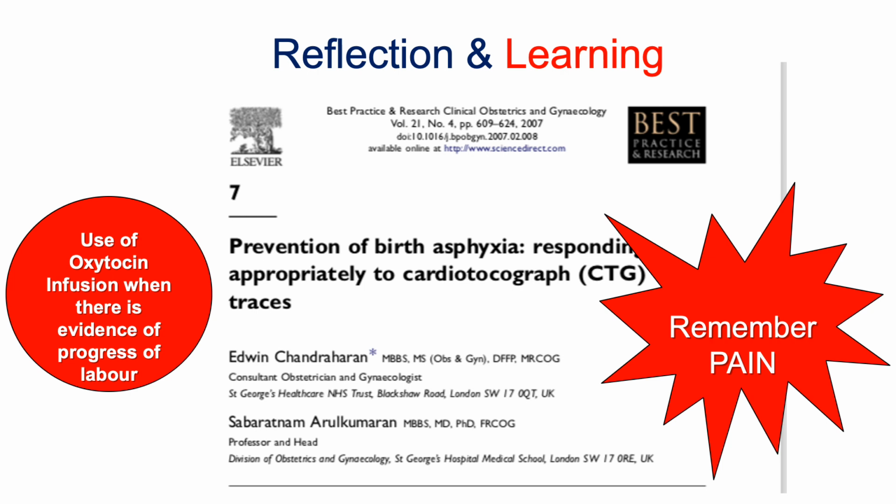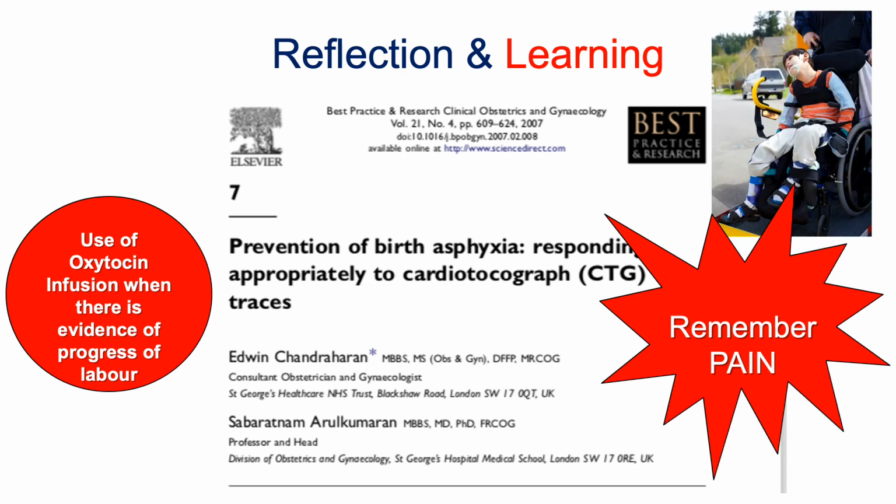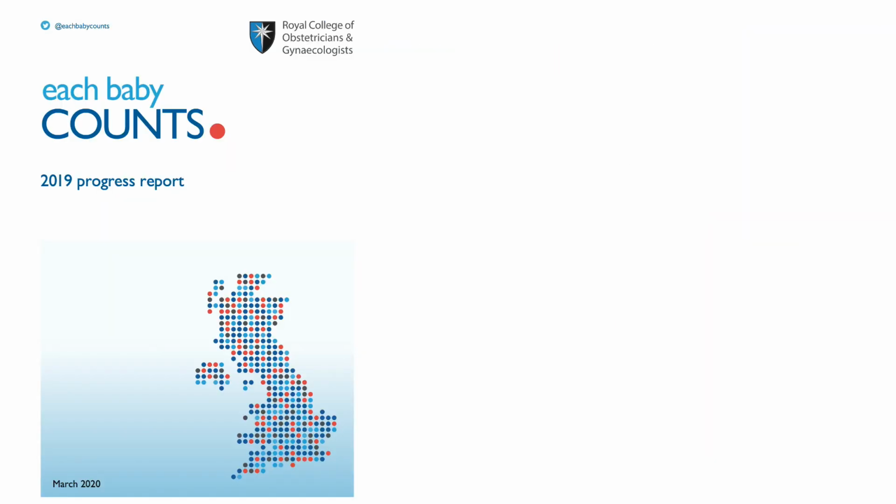And remember, starting oxytocin in second stage of labor when there's evidence of progress of labor is proactive ignorance and negligence. It is pain for the baby. It may cause pain to parents. It can also cause pain to a midwife and obstetrician. And let me finish with this.